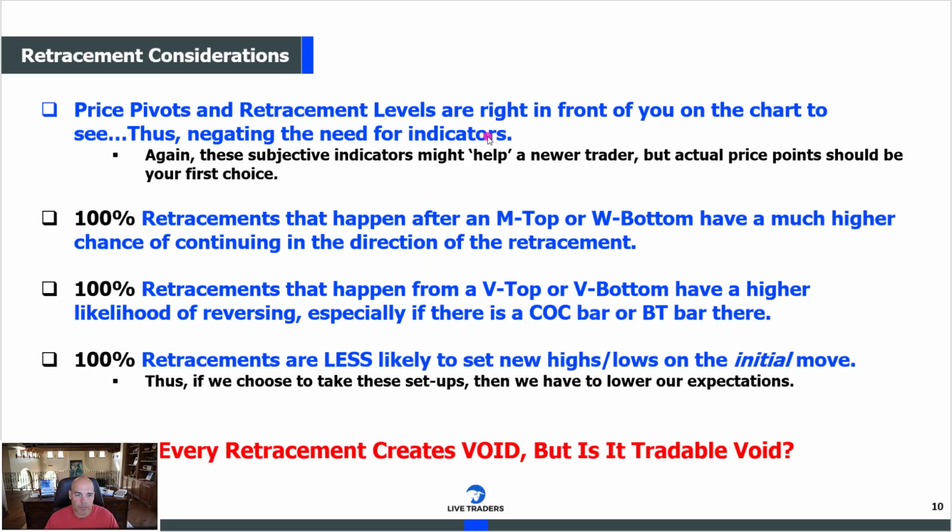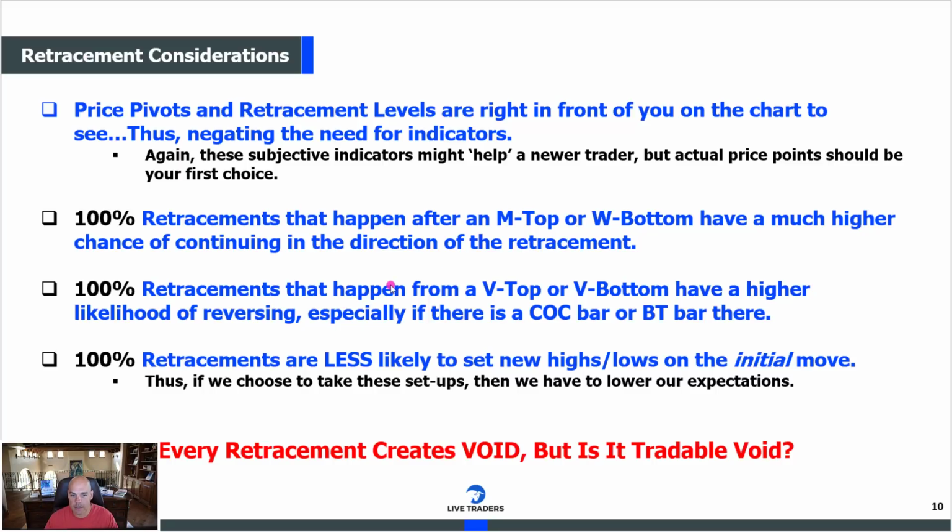All right, so 100% retracements that happen after an M top have a much higher chance of continuing in the direction of the retracement. Okay, so think about that. If you have an M top or a W bottom, there's a much higher chance of continuing in the direction of the retracement. Why? Because it's been retested. It's been tested. You see, a V top or V bottom has a much higher likelihood of reversing.